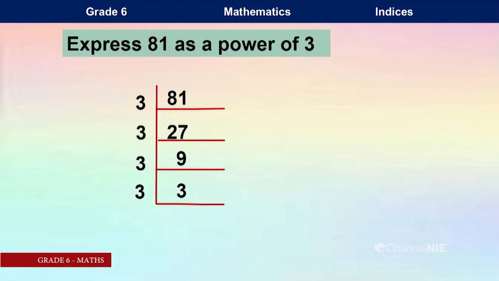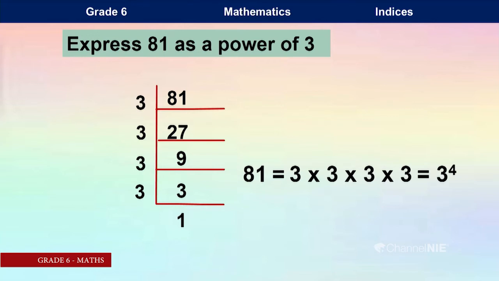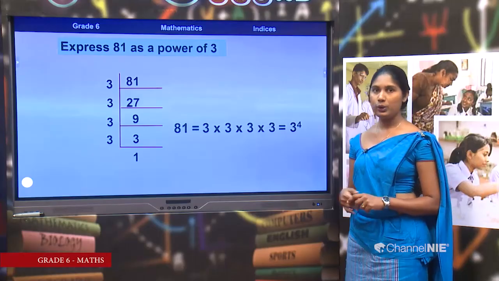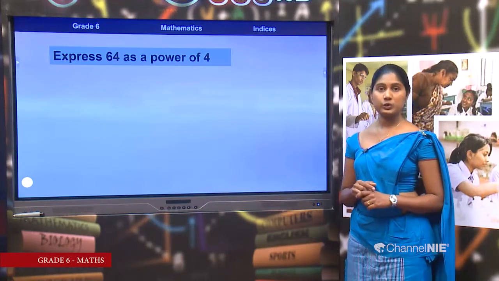Then 3 divided by 3, what is the answer? That is 1. So, we reach 1, then we can write those 3's as a product. Then how many 3's are there? 3 has been multiplied with another 3. How many 3's are there? 1, 2, 3, 4. Then you can write that 4 as an index. That is 3 to the power 4. Okay. We move to another one.